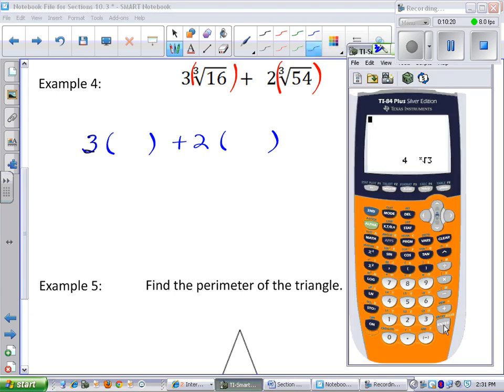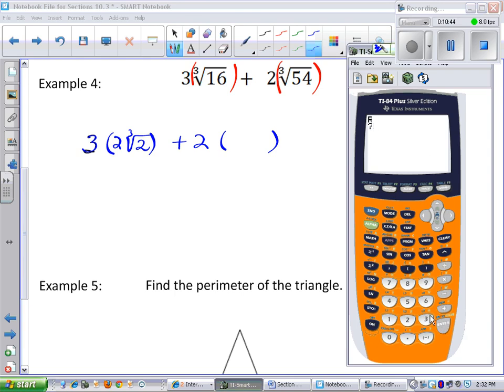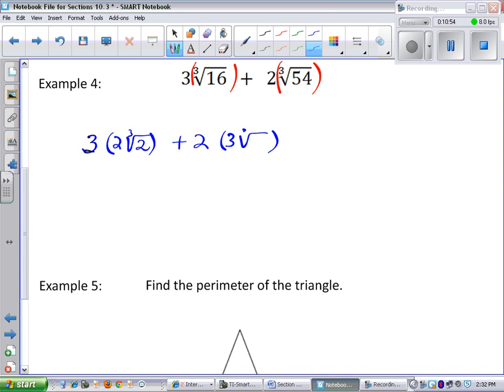So working on the cube root of 16, I'm going to put in a 3 as the index this time. The cube root of 16 gives me 2 cube roots of 2. You will have to remember to put the little index back in. And then I'm going to simplify the cube root of 54, remembering 3 is the index, and that gives me 3 cube roots of 2. Don't forget to put the index back in.